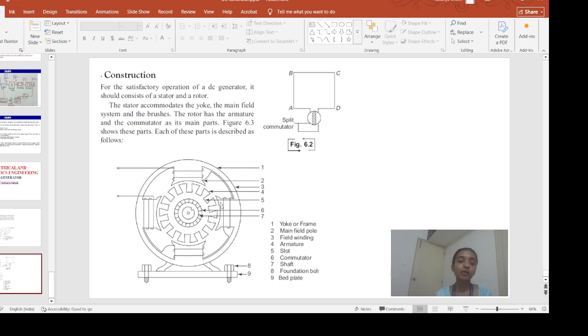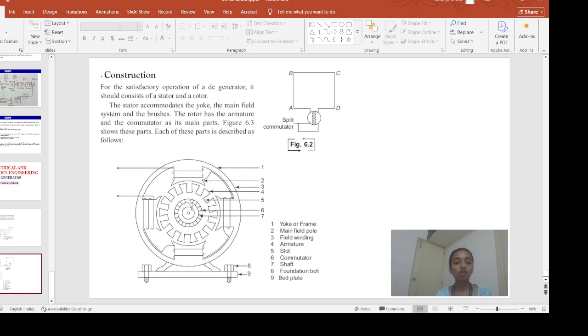Okay. Now, inside this rotating armature, we have the main part of the DC generator, which is called the commutator. You can see it is labeled as number 6. This commutator acts as a rectifier. The AC EMF or the AC current that is getting induced at the armature winding, that commutator will convert that AC current to the DC current. Okay, that is its main job.